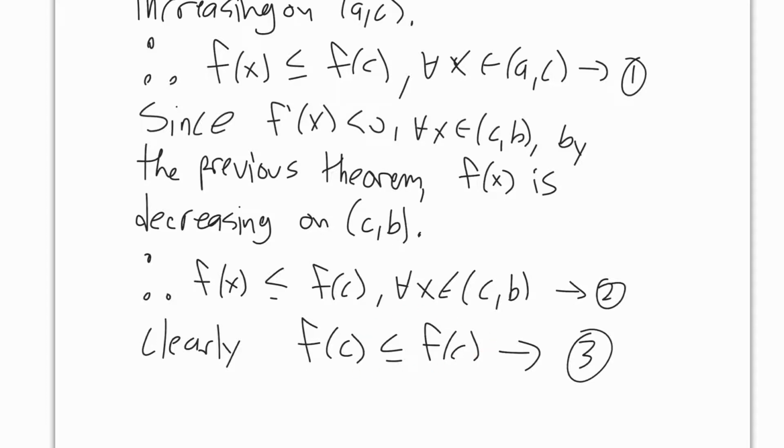And I'm going to use this because if you notice, I have 3 points, 1, 2, and 3. Here I have f of x being less than or equal to f of c. Here I have f of x being less than or equal to f of c. And here I have f of c being less than or equal to f of c. And if you notice the 3 intervals, I go from a to c, then I go from c to b, and then I actually look at that point c. So I've covered all the points a to c, all the points c to b, and the point c, which means I've covered every point from a to b.